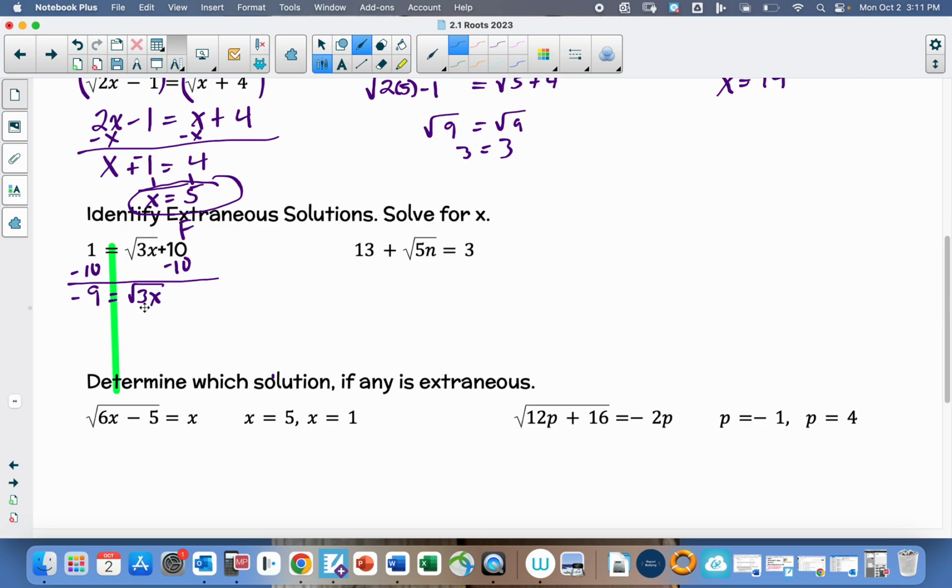Can I take the square root of anything and have it be a negative number? No. This is a no solution. But let's find out what the extraneous is.